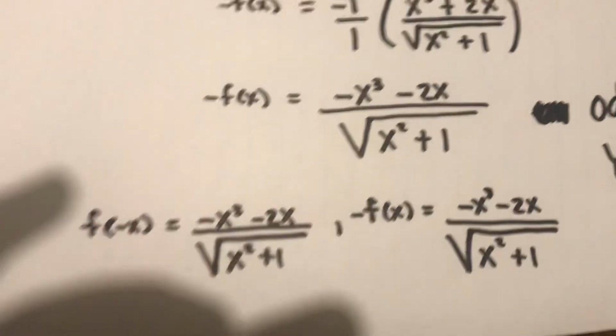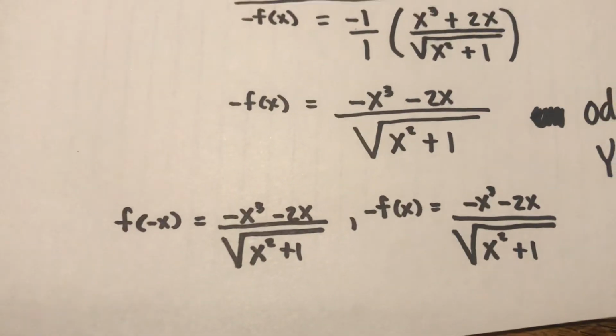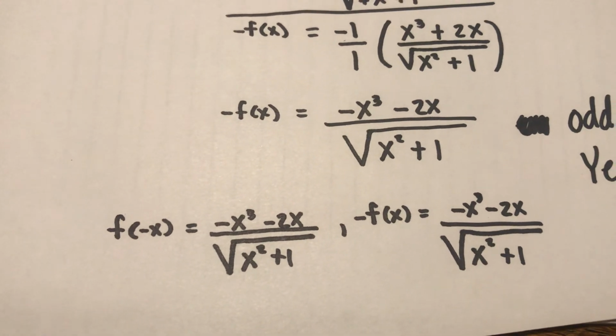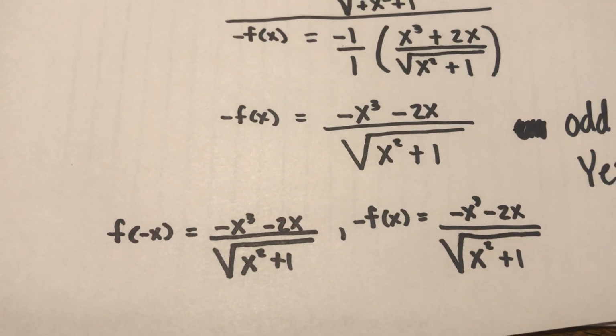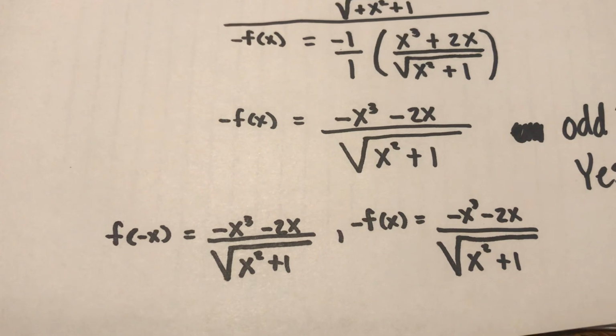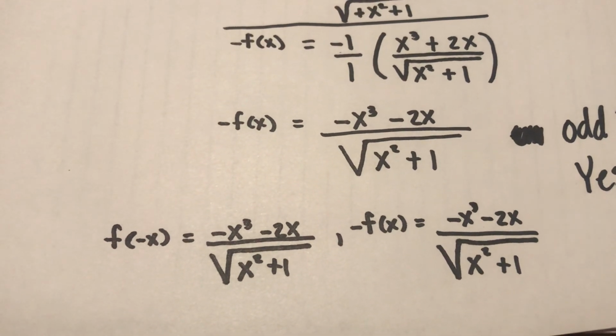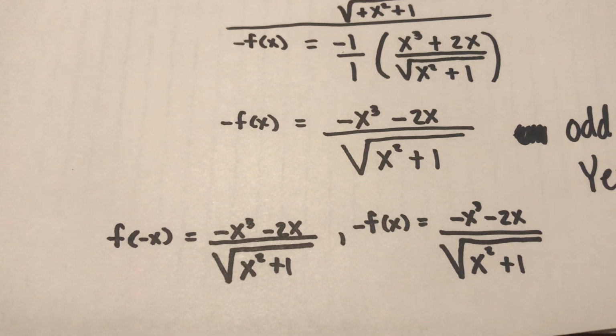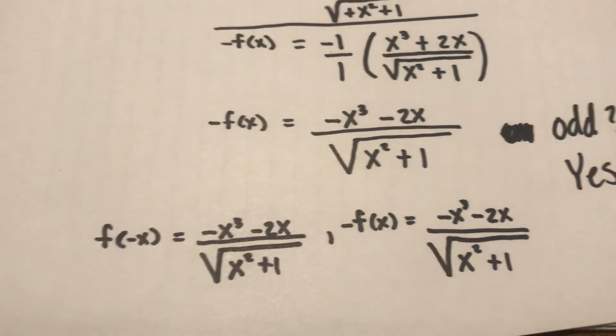I wanted to give you a side-by-side view. So as you can see here, these are the exact same. f of negative x equals negative x cubed minus 2x divided by the square root of x squared plus 1. And so because they are the same, f of negative x and negative f of x, it is an odd function.